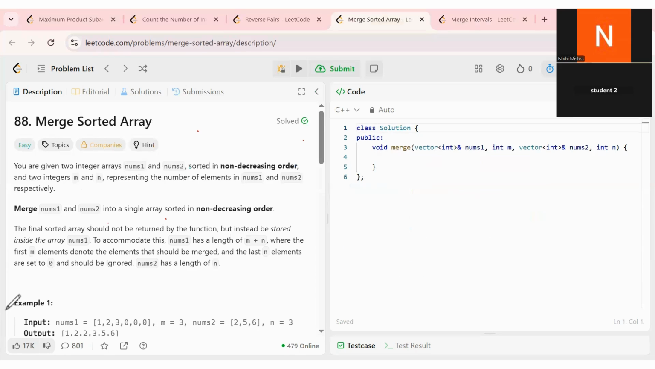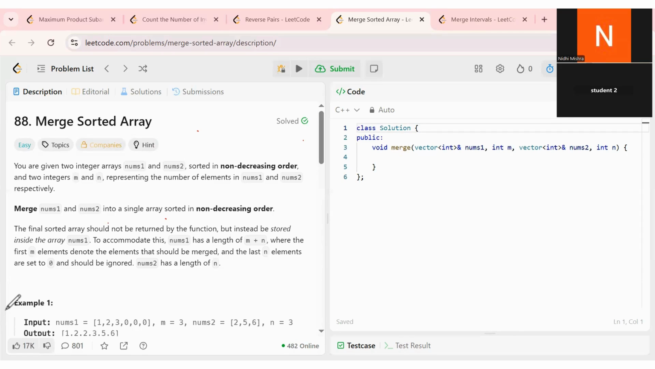So this is our next question: Merge Sorted Array. You are given two integer arrays. Are you able to understand this question? Yes, ma'am. Please tell me, what is this question saying?